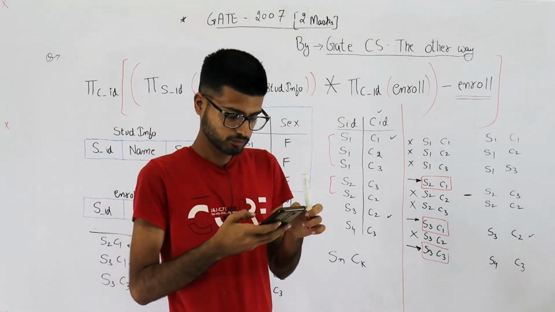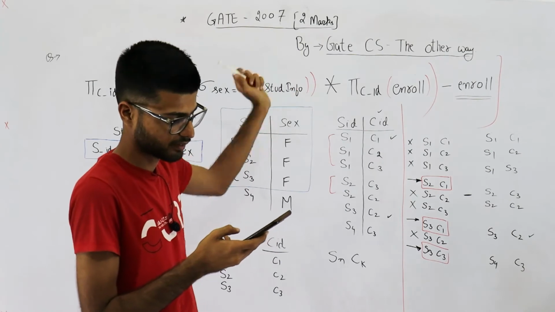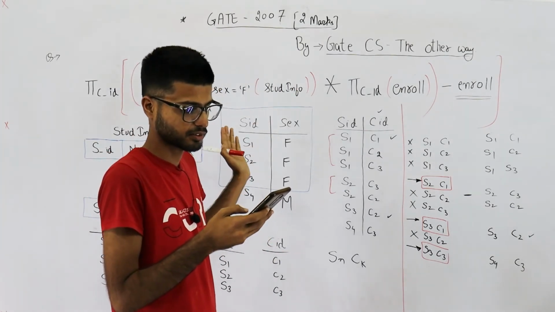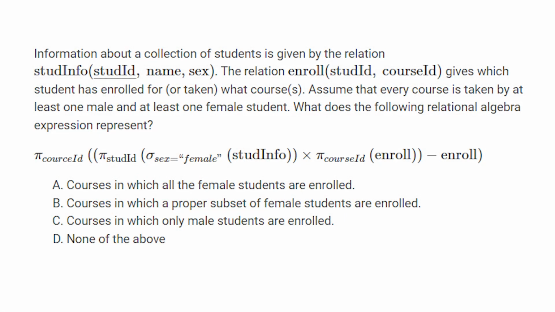Option A says this query will result, the result of this expression will represent courses in which all female students are enrolled. No, all female students are enrolled.